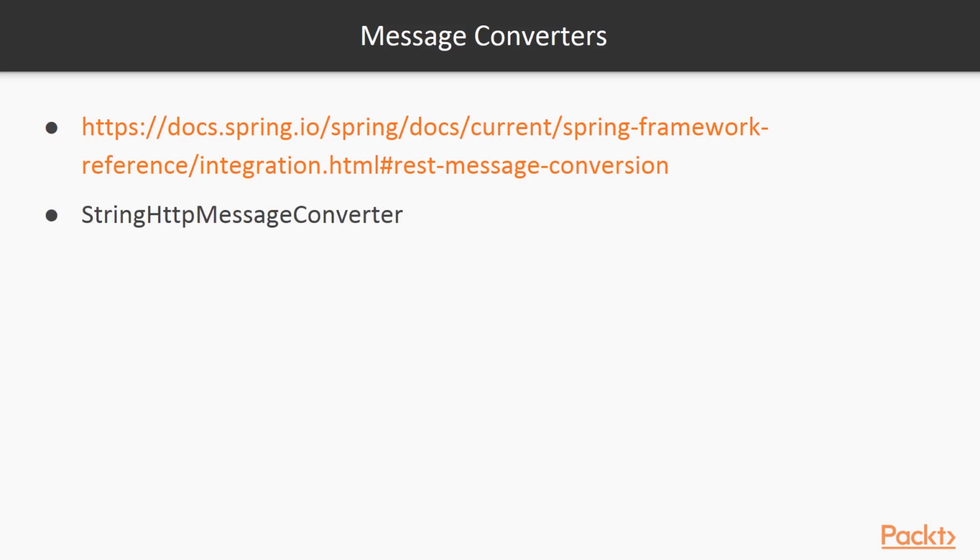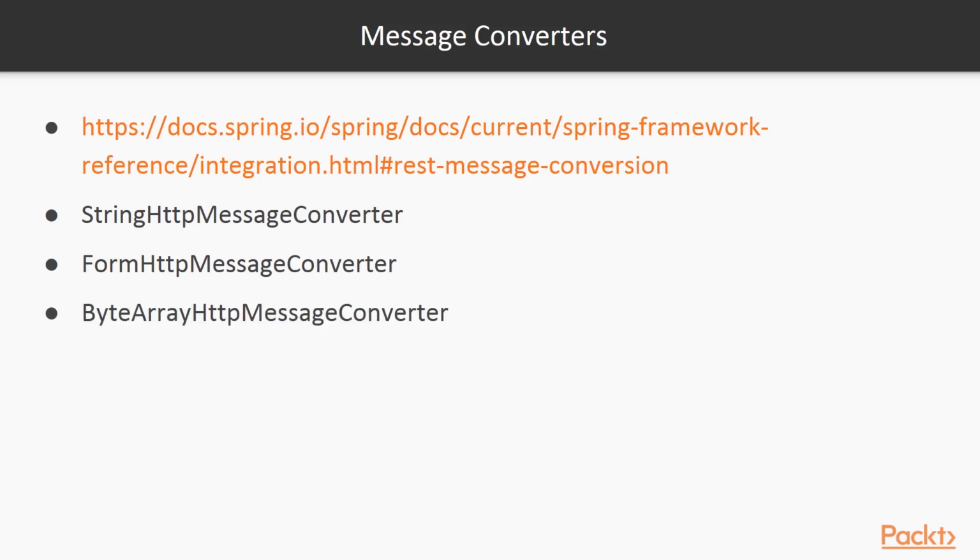Alright, so we will see about that. Now the String HTTP message converter reads all media types into a string and writes with a content type of plain text. The Form HTTP message converter can read and write form data from the HTTP request and response. Form data is read from and written into a Spring MultiValueMap. The byte array HTTP message converter reads byte arrays from all media types and writes with a content type of application/octet-stream.